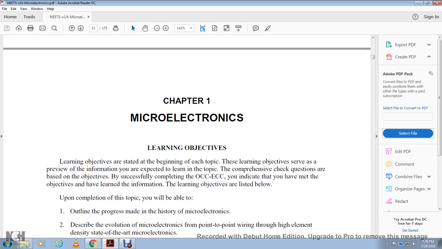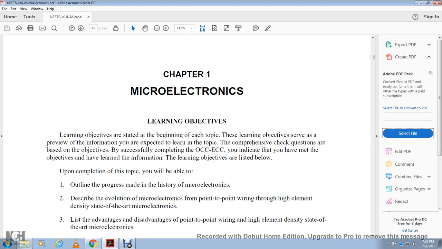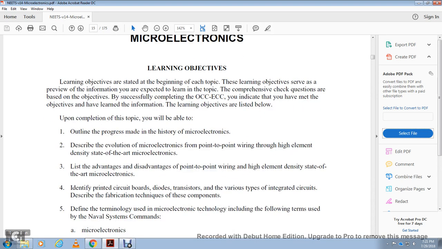Chapter 1, Microelectronics. Learning objectives appear at the beginning of each topic. The learning objectives are the basis for the check questions, and when you successfully complete them, you will have met the objectives. Upon completion of this topic, you should be able to outline the history of microelectronics, describe point-to-point wiring with high element density, identify the state of the art in microelectronic limits, the advantages and disadvantages of point-to-point wiring, printed circuit boards, diodes, transistors, and the types of integrated circuits, and describe the fabrication techniques.